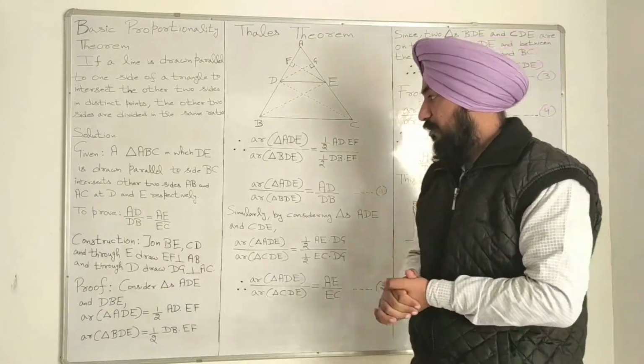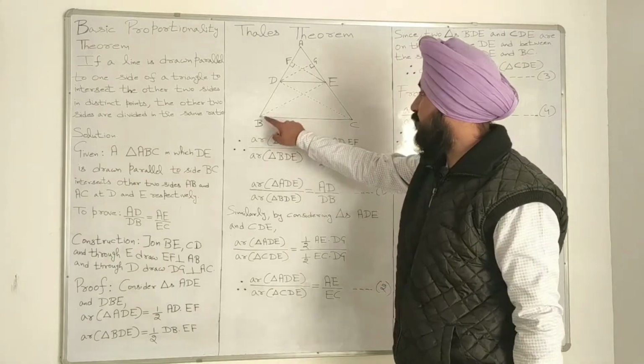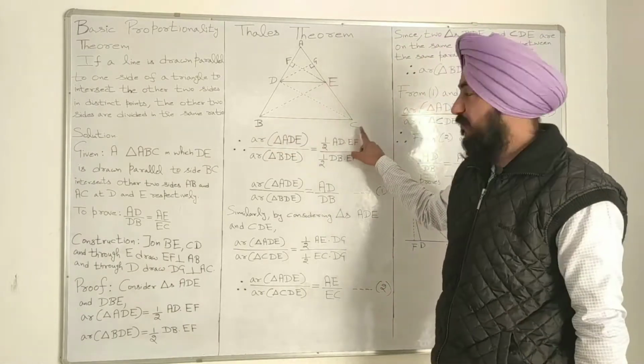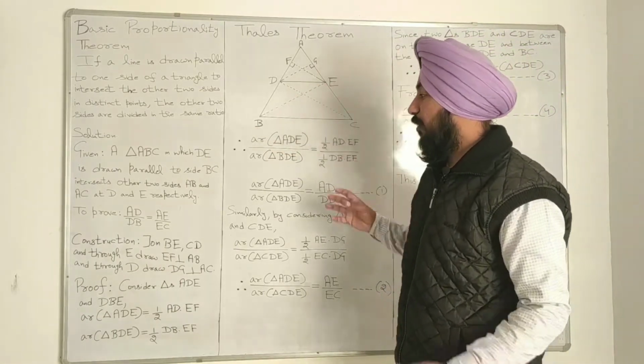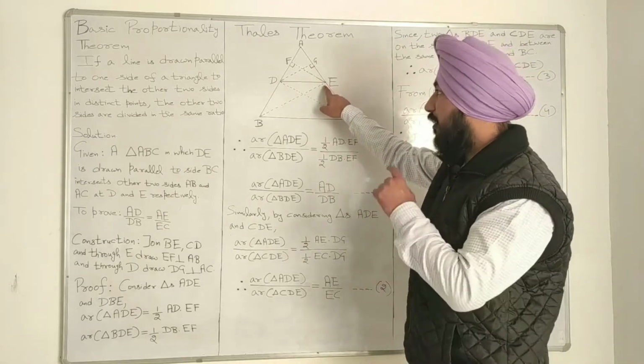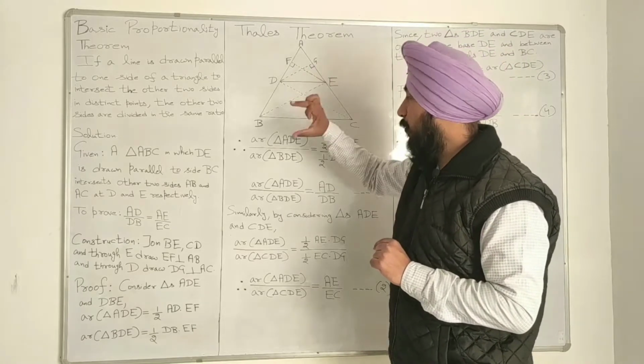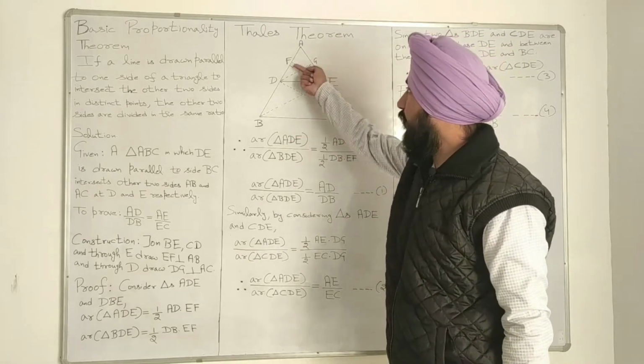Okay, so construction: join BE and CD. This is the point B, join it with the point E, and this is the point C, join it with the point D. Through E, draw EF perpendicular on AB. So this is EF. I have drawn EF perpendicular on AB. This is the symbol of perpendicular.